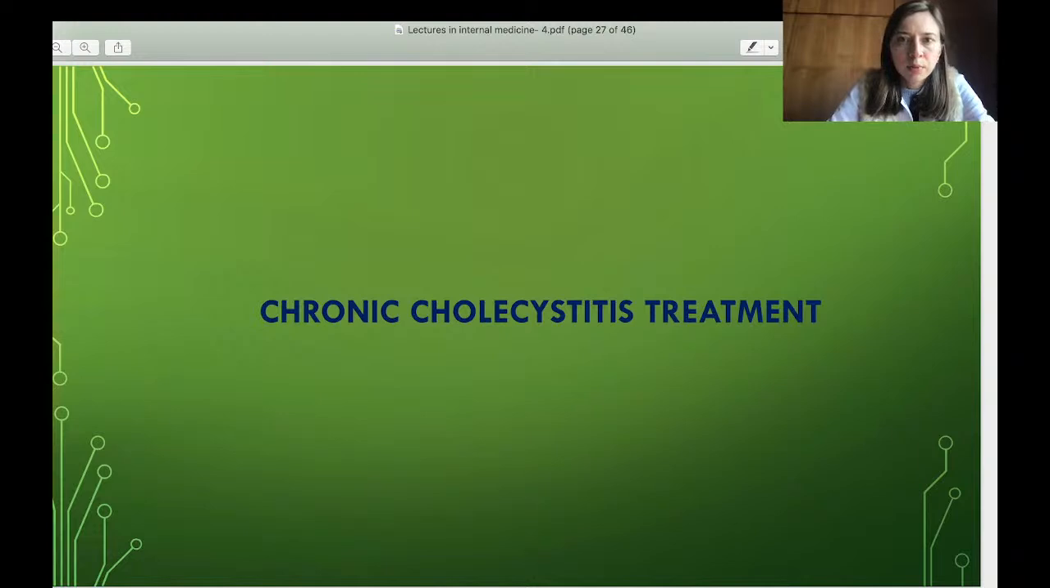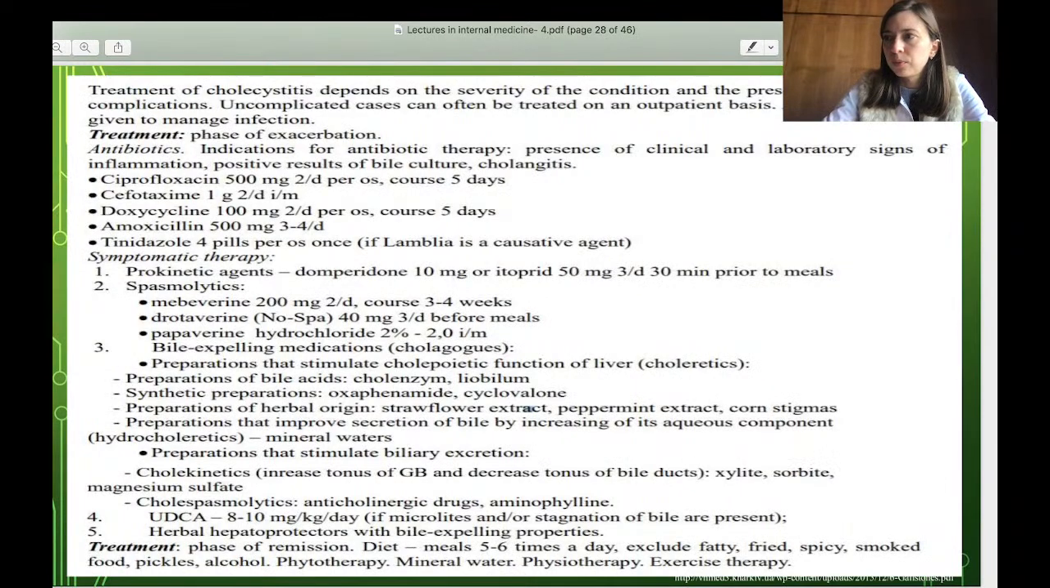And next part of this lecture, treatment. Treatment of cholecystitis depends on the severity of the condition and the presence or absence of complications. Uncomplicated cases can often be treated on an outpatient basis, and antibiotics may be given to manage infection. And treatment in the phase of exacerbation.